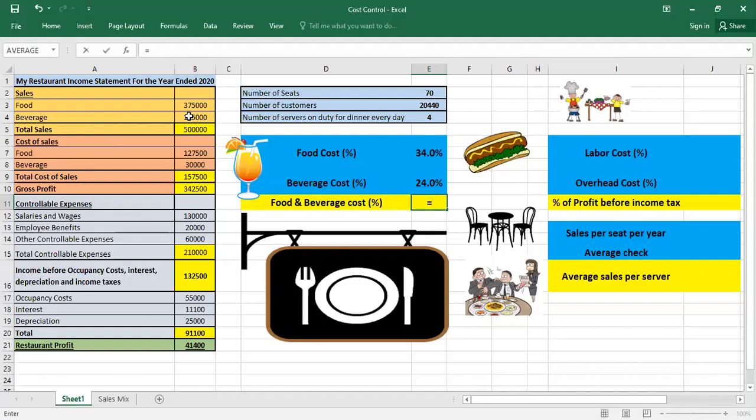Now, in order to calculate the food and beverage cost, it's the total cost of sales divided by the total sales. So here it's 31.5%.